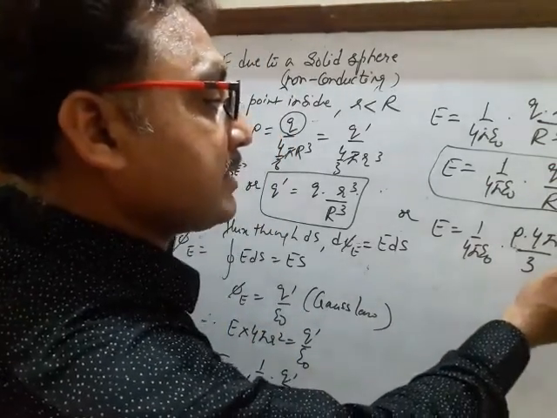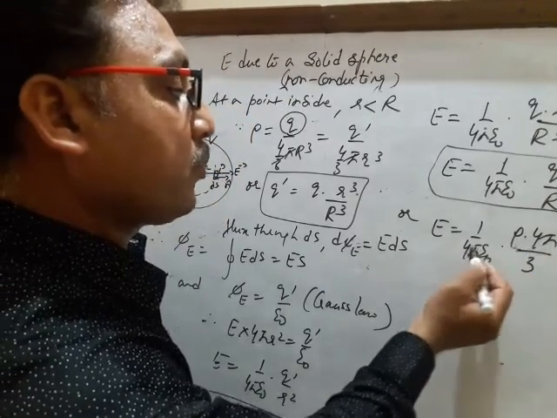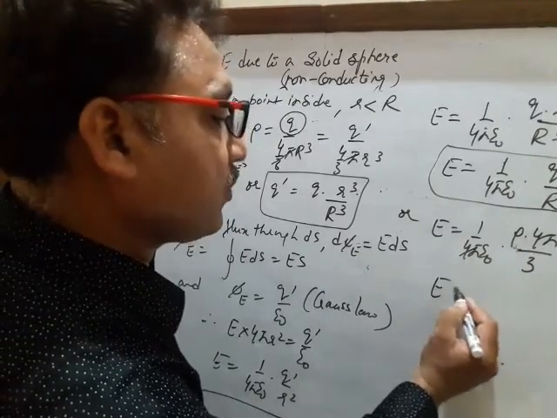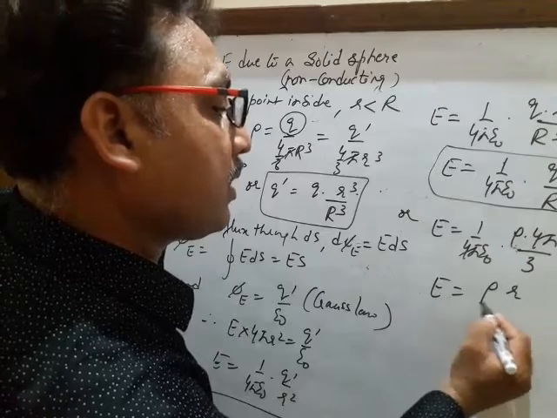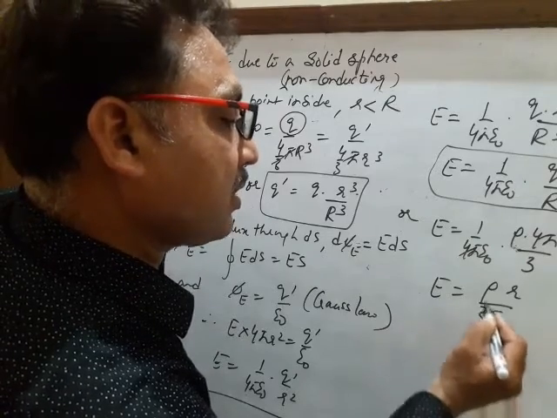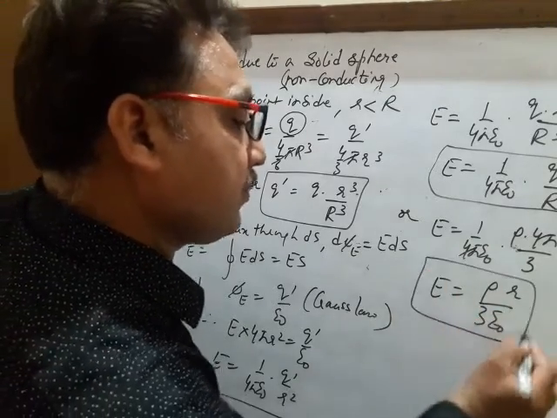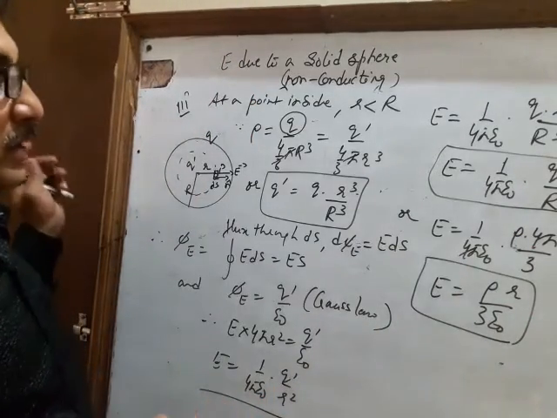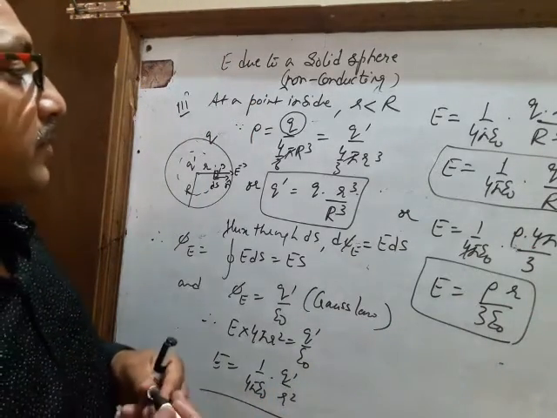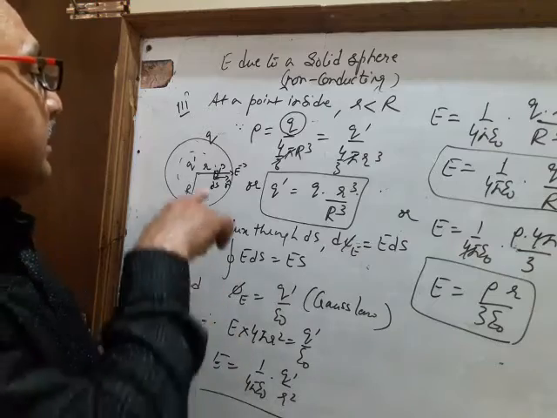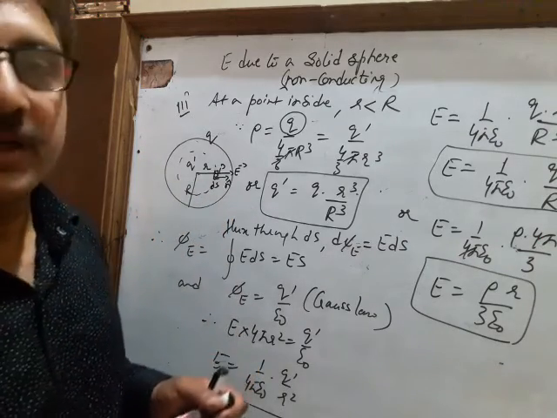So this you cancel out, R cube capital and 4 pi, and what is the final form you get? Rho r upon 3 epsilon naught. Rho into small r, remember, rho into small r. So this is the final form for the field intensity at a point inside this solid sphere of charge.